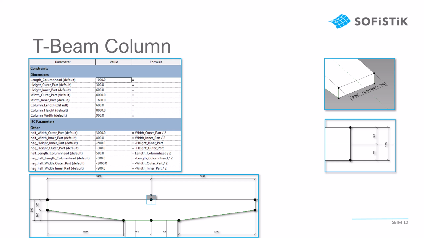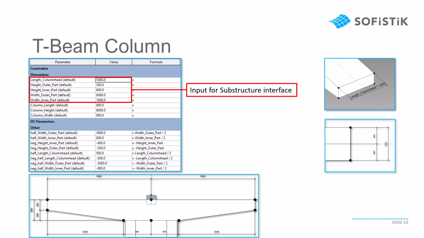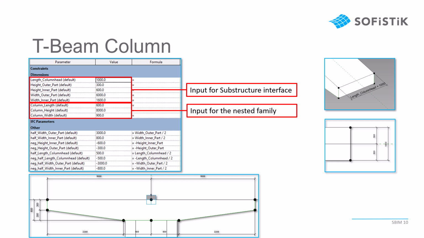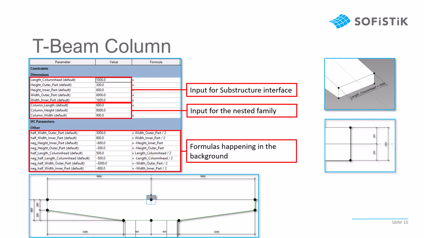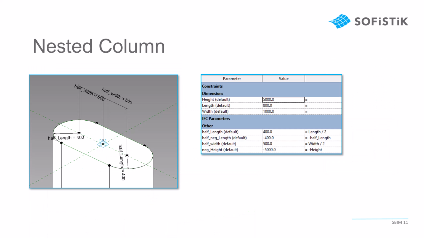Here we have an overview of the main family, which will on the one hand include parameters for our top part of the column, which will be created directly in this family, but also input for our nested family, meaning that this information, these parameters, will be translated to our nested family. Then we also have formulas which are going on in the background, which will not be accessible via the Substructure command, but will still do their operations in the background.